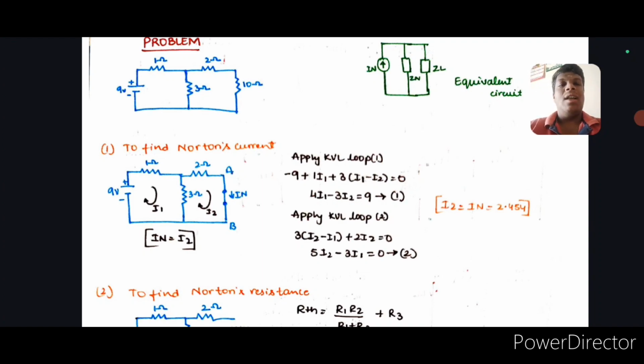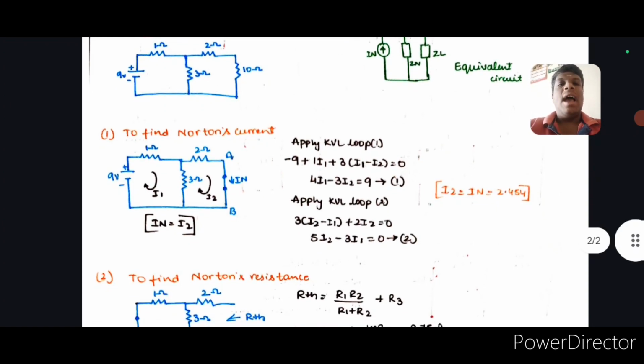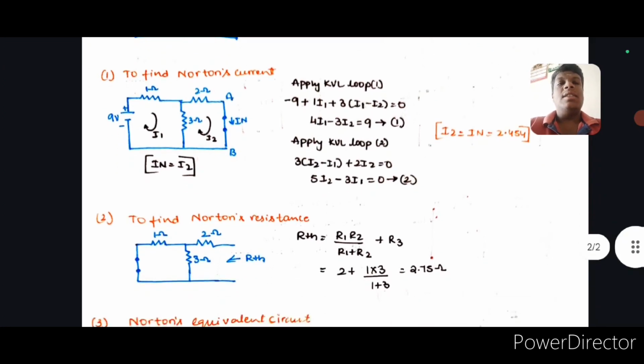We have to apply KVL. If we apply KVL in loop 1, it is minus 9 due to the current entering in the negative, plus 1 I1, plus 3 times I1 minus I2, because the 3 ohm is common to both I1 and I2, and since we are using loop 1, we consider I1 as the first preference. So the equation will become 4I1 minus 3I2 is equal to 9.